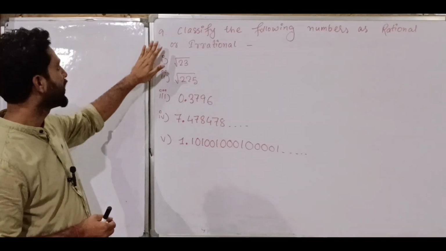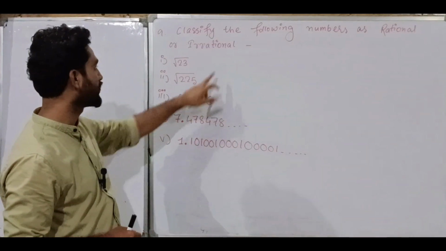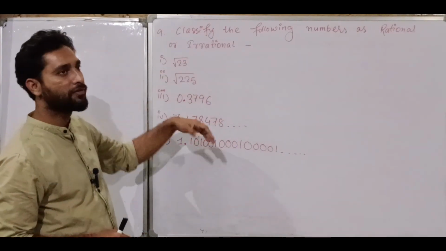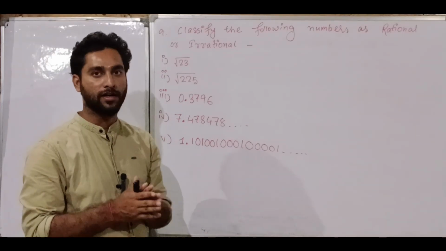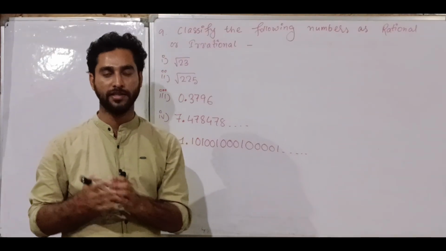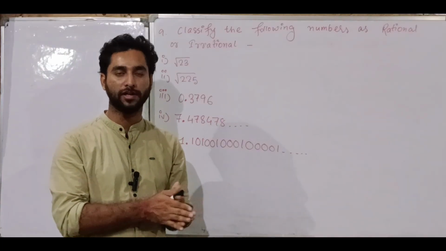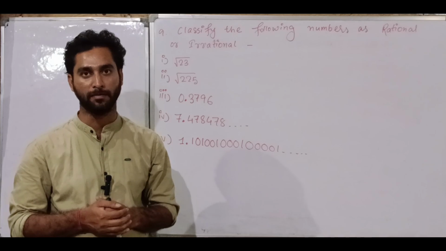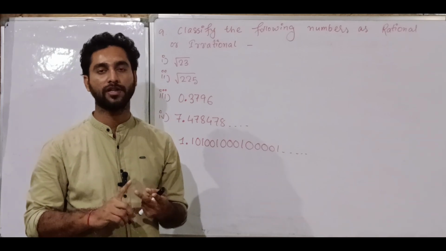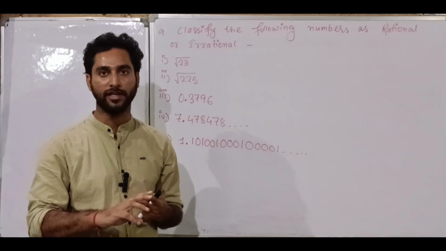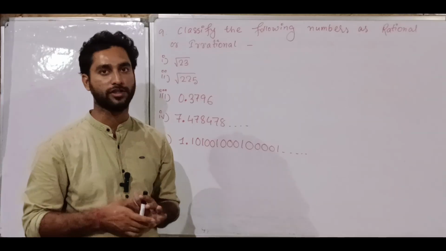Okay, now let's see this question number 9. Classify the following numbers as rational or irrational. So 5 examples are given. We have to identify which one is rational and which one is irrational. So already we know that all the imperfect square roots are examples of irrational numbers, or where the decimal expansion is non-terminating as well as non-repeating. This is also an example of an irrational number. And how can we identify the rational numbers? The perfect square root, or the decimal expansion, if it is terminating, then rational number. If it is non-terminating but repeating, then also it is an example of a rational number.